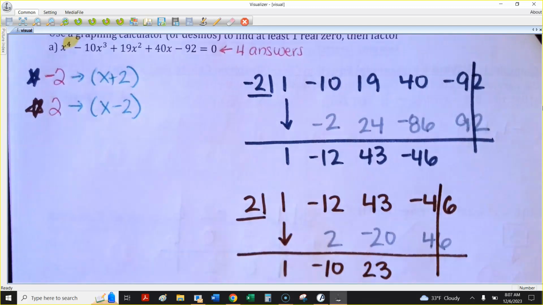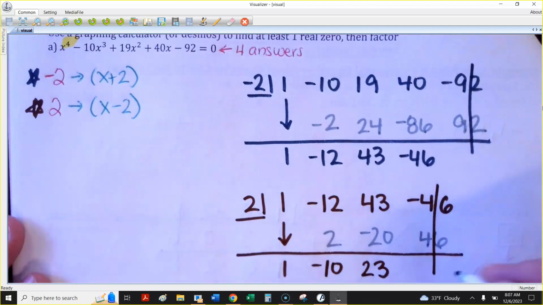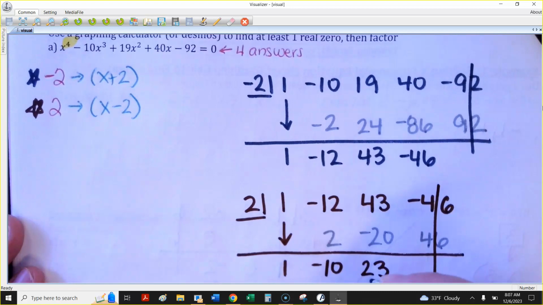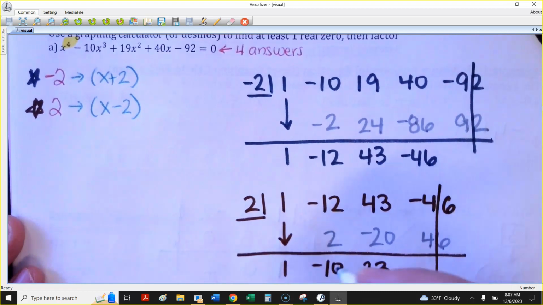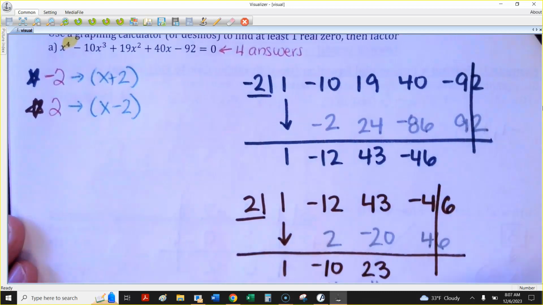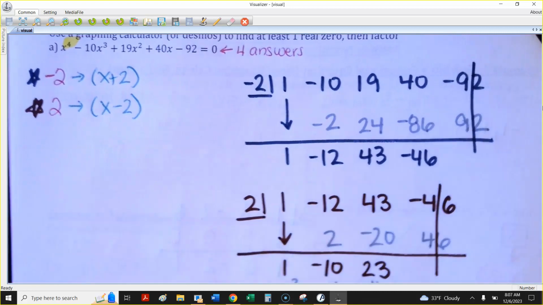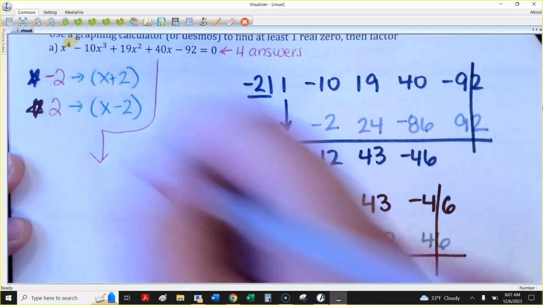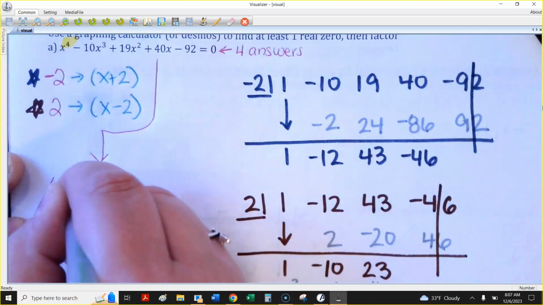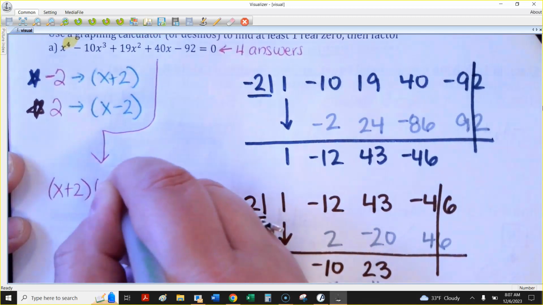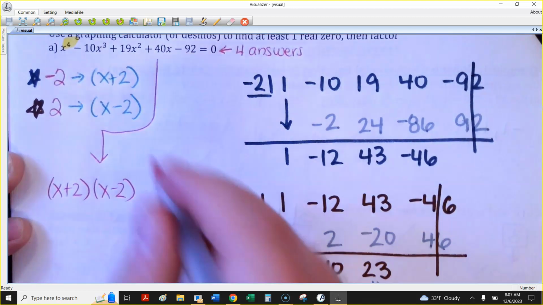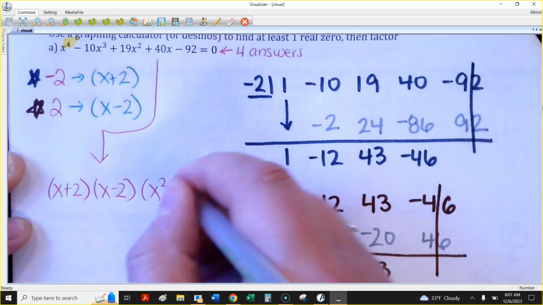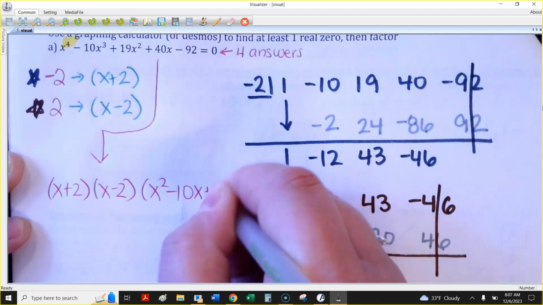All right, now, we didn't have a remainder. So the 23 is your plain number, your constant. Your negative 10 has an x, and the 1 has an x squared. Now, I only got 2 factors from the graph, right? So the total factored form, based on what we just did, is x plus 2, x minus 2 from the graph, and then from our division we get x squared minus 10x plus 23.